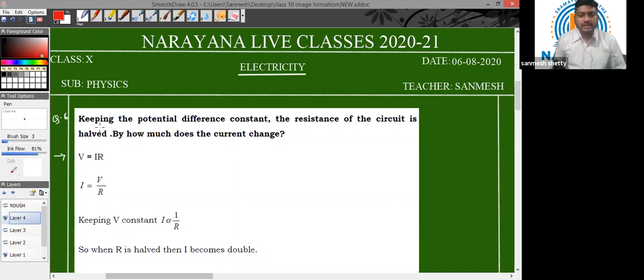The last question of the assignment: keeping the potential difference constant, the resistance of the circuit is halved. By how much does the current change? Now here we will use our Ohm's law, children. V is equal to IR. So I is equal to V by R, our old equation only.